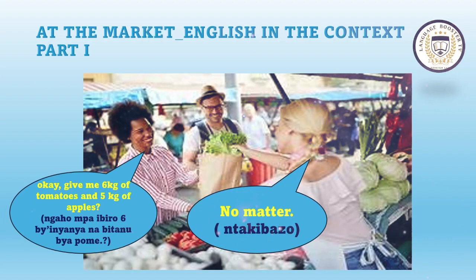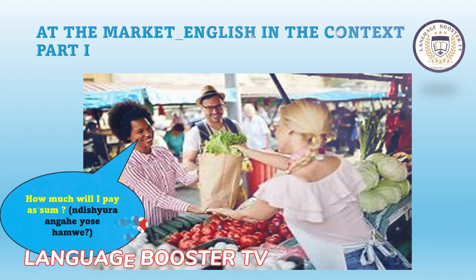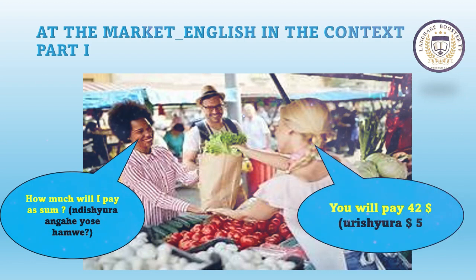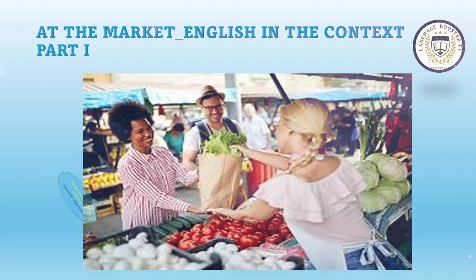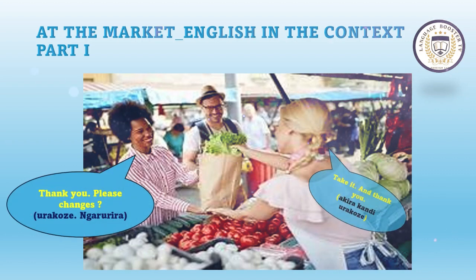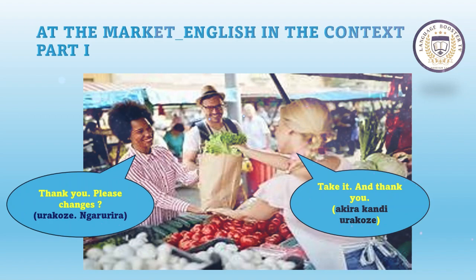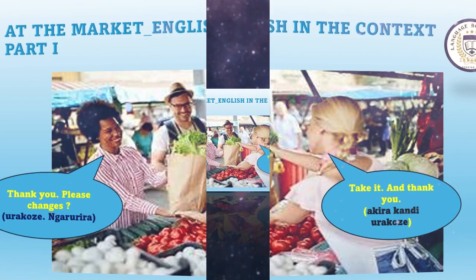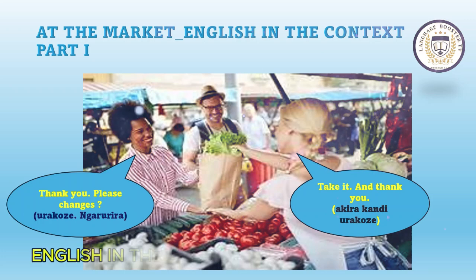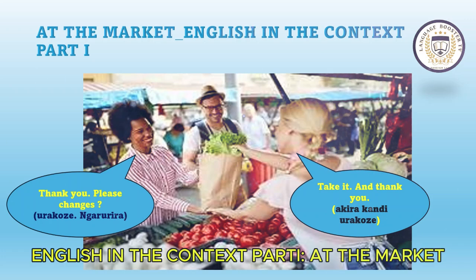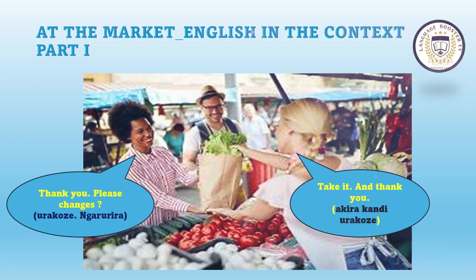So, you can ask the sum of money to pay by saying, how much will I pay as a sum? On the other side, you can say, you will pay $2. You can ask for change. I mean that if you pay a lot of money compared to the real price, the real sum of money to pay, you need the change. To ask for change, you can say, please change. Please give me change.